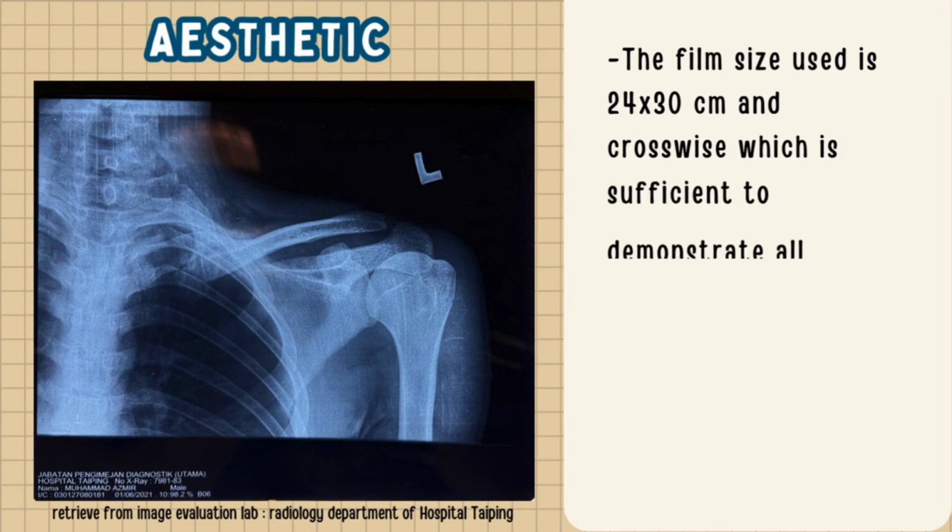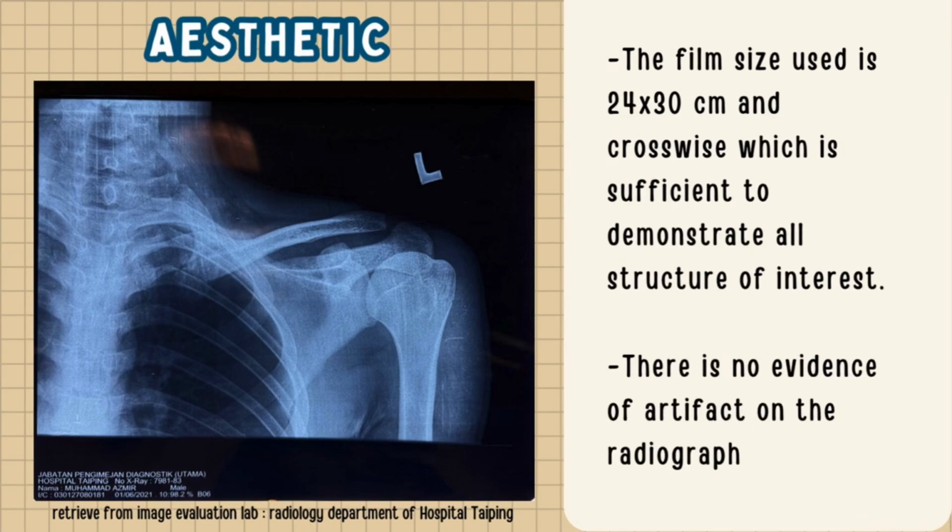Moving on to the next slides, I will explain the aesthetics of this radiograph. The film size used is 24 x 30 cm and it is placed crosswise, which is sufficient to demonstrate all the structures of interest. In addition, there is no evidence of any artifact on the radiograph that could affect image quality. Therefore, the overall image appearance is acceptable.